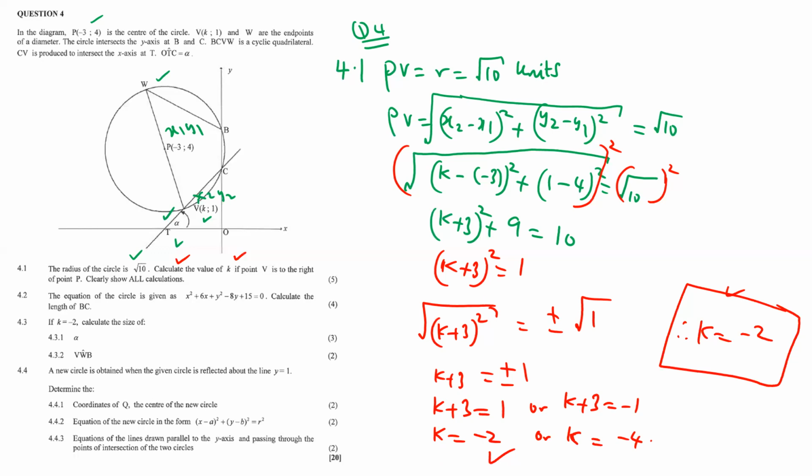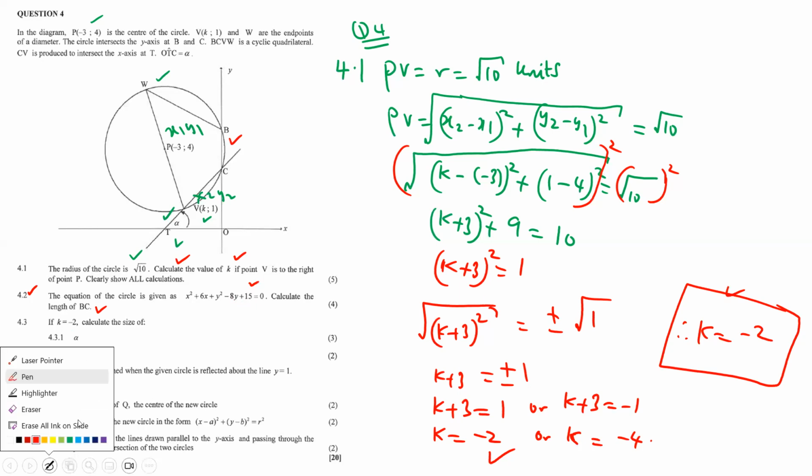Now we continue to look at the next question. What is the next question? The next question is 4.2. The equation of the circle is given as x squared plus 6x plus y squared minus 8y plus 15 equals 0. Calculate the length of BC. How do we find the length of BC?